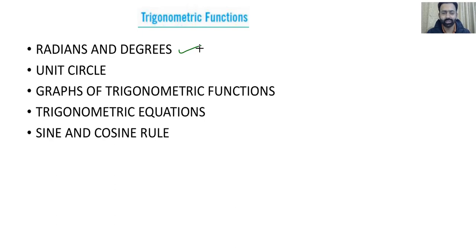right? Those basic formulas, that in a right angle triangle, what is sine theta, the ratio of the sides for sine theta and cos theta and tan theta, right? This basic knowledge I am supposing that you must know this, right?